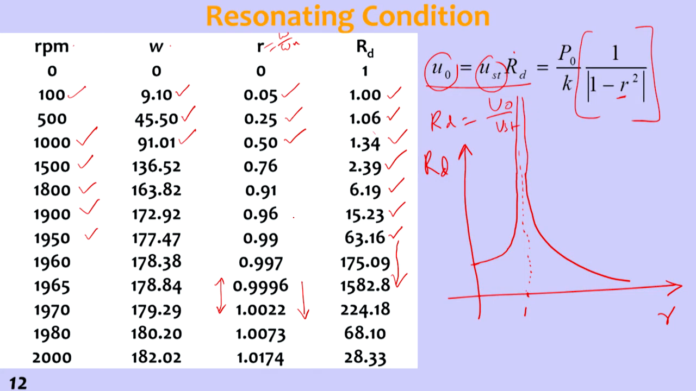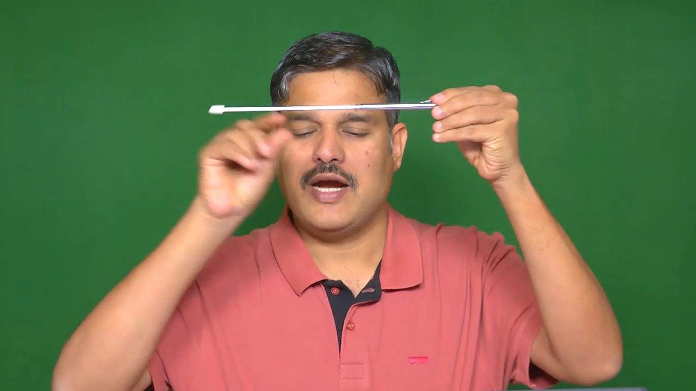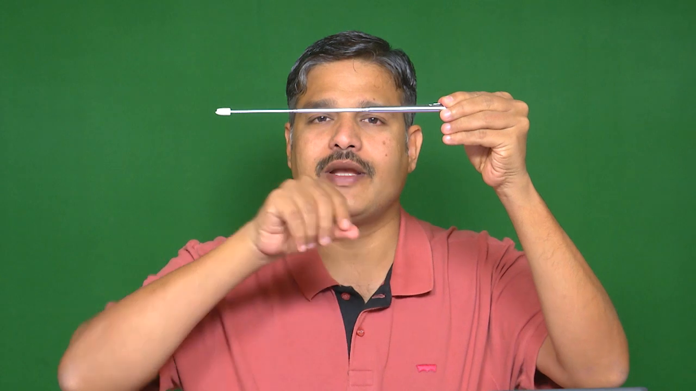So this 1 millimeter is multiplied by this Rd, which gives 1582 millimeters. That means the length of the plank is 2 meters and the deflection is 1.5 meters. So this is not possible. What is going to happen is either the motor is going to fall outside of the system at the resonating condition, or the plank is going to break.